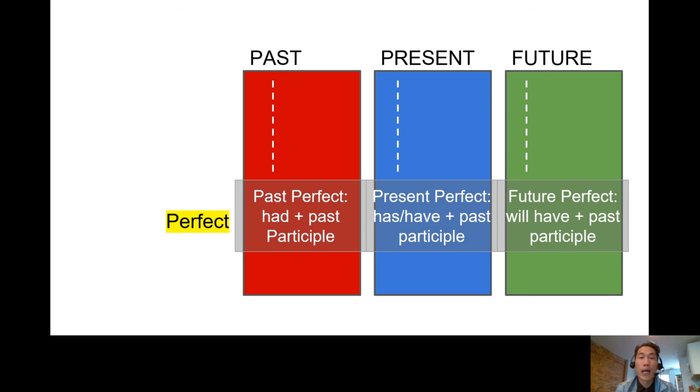Okay, so how do we make the perfect tense forms? In the past perfect tense, you use had and the past participle, sometimes known as the third verb form. In the present perfect, you use has or have, depending on the subject, and the past participle. And in the future perfect, you use will have. Some people might use be going to instead of will have, and the past participle.